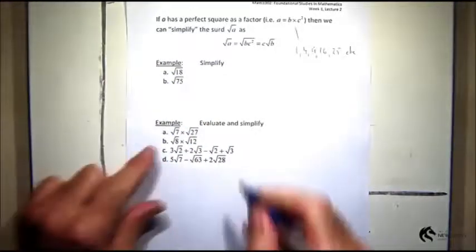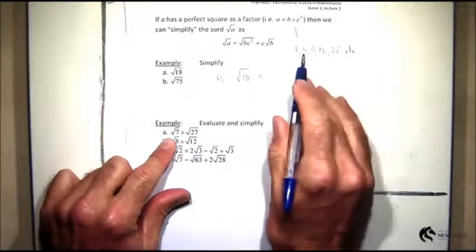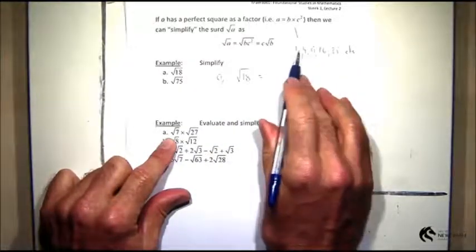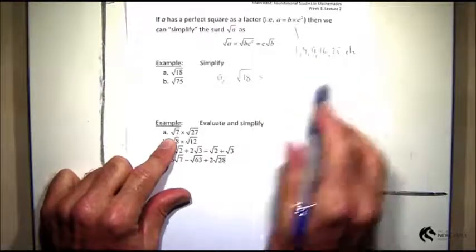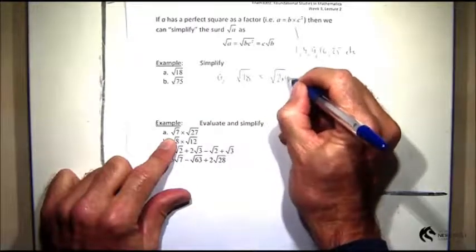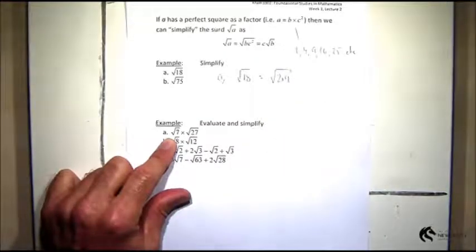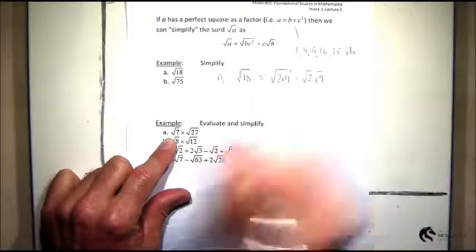So let me go here with A. The square root of 18, I'm looking for, has it got a factor of 1, 4, well obviously it's got a factor of 1, but has it got a factor of 4, 9, 16, 25? Well clearly 9 goes into 18. So I can write that as 2 times 9. Now using my laws of surds, that's the square root of 2 times the square root of 9.